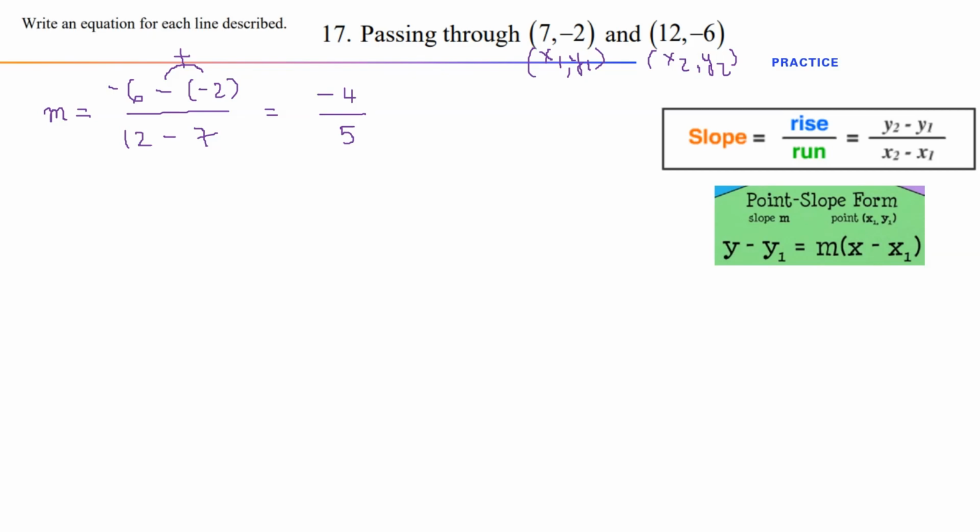And which point do I choose? Still 7 and negative 2. That's the small point, right? That's the small values of x and y. So I will take y minus y1, which is negative 2, equal, the slope is negative 4 over 5, open parenthesis, x minus x1, which is 7. Now y plus 2 equal negative 4 over 5x plus 28 over 5.